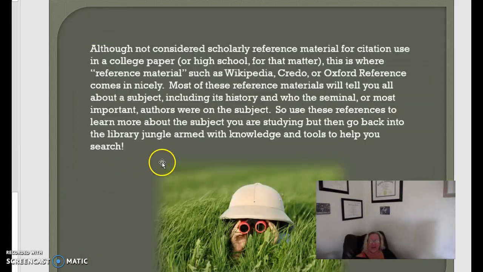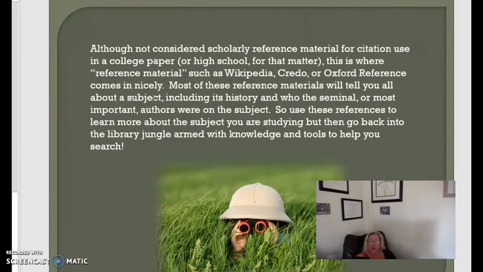So, although not considered scholarly reference material for citation use in a college paper, or high school for that matter, this is where reference material like Wikipedia, Credo, or Oxford Reference comes in nicely. Most of these reference materials will tell you all about a subject, including its history, and who the seminal or most important authors were on the subject.